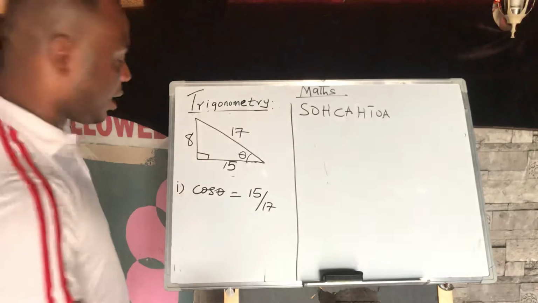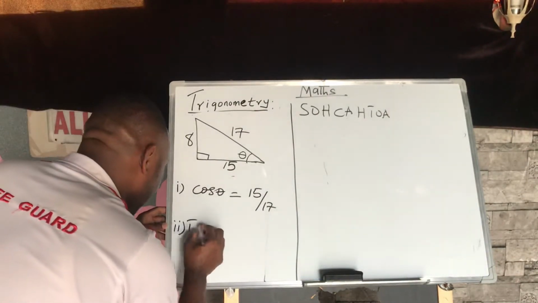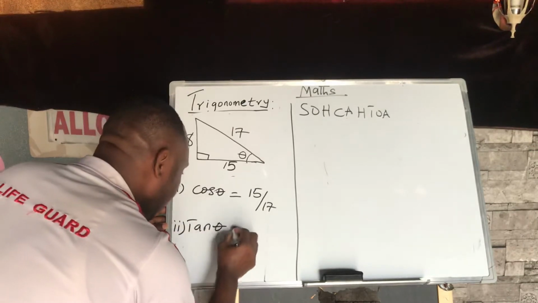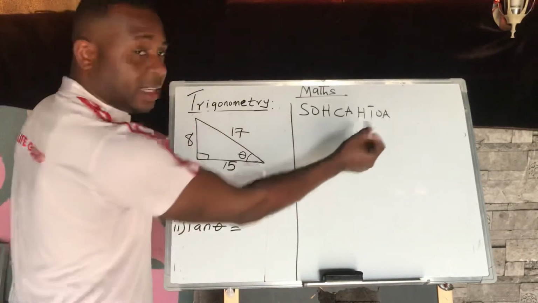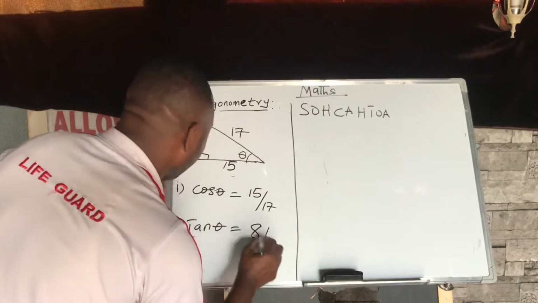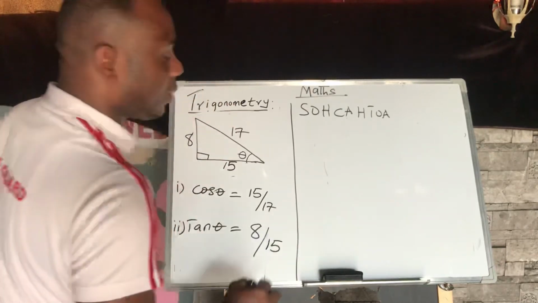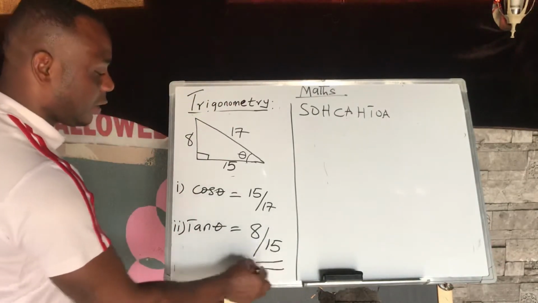They ask us to find tan theta. Tan theta is what? Opposite over adjacent, which is 8 over 15. This is the answer for tan theta.